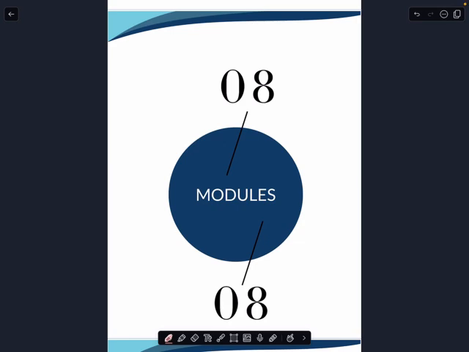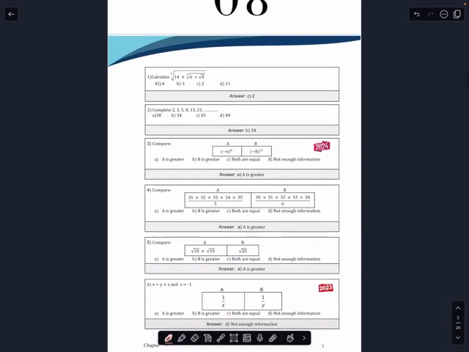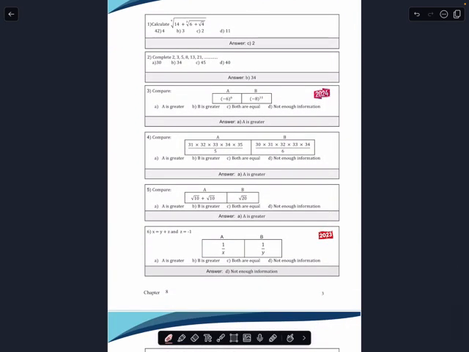Hello everyone. For this video, I'm going to be going over the module on chapter 8. I'll be going over the first page, questions 1 through 6, to hopefully give you a better understanding on how to solve questions like these during your exam.